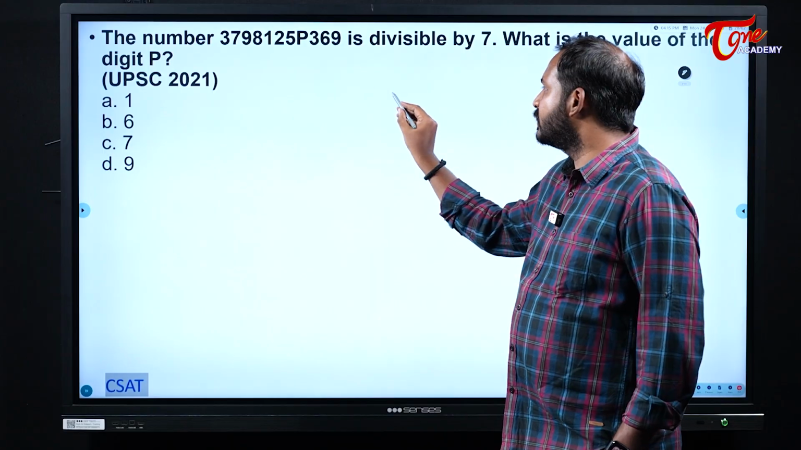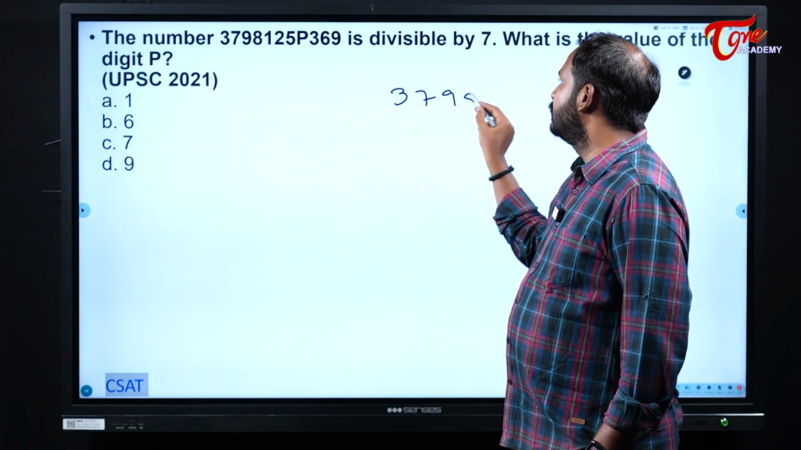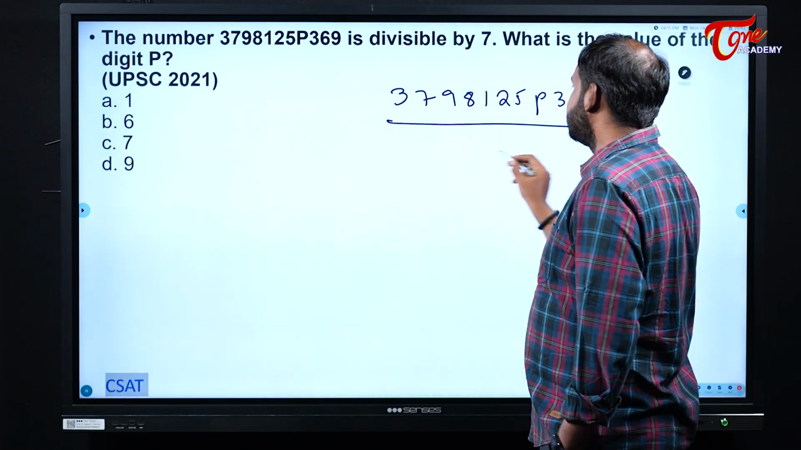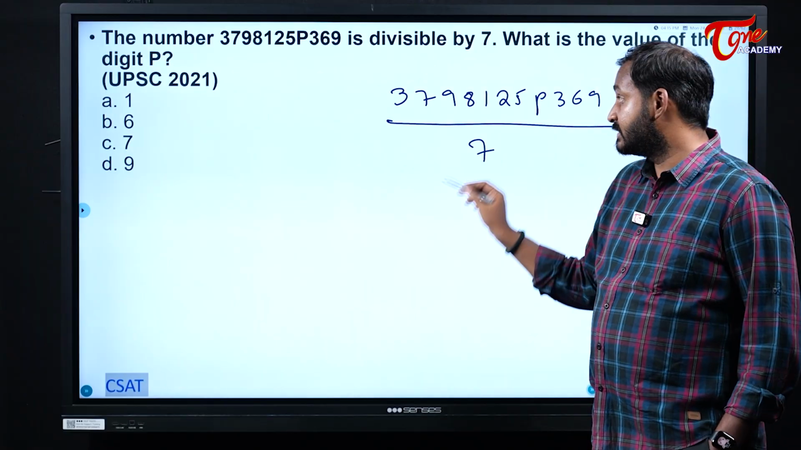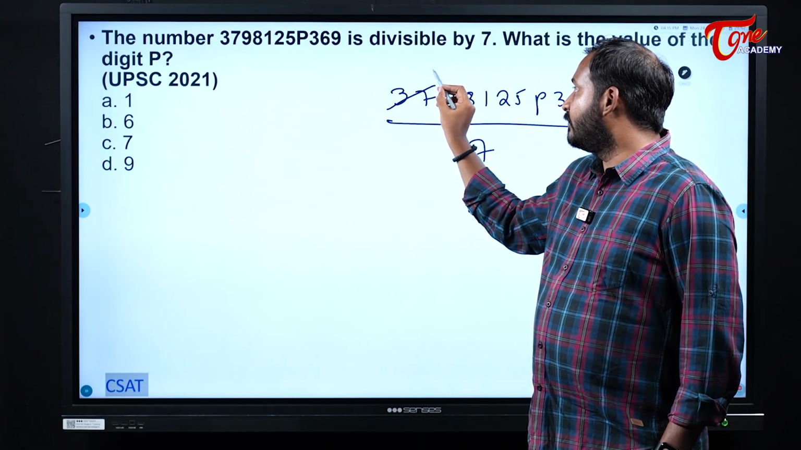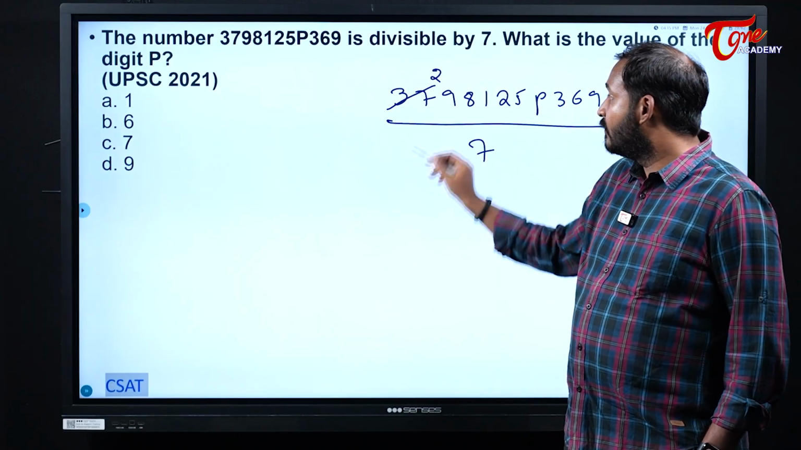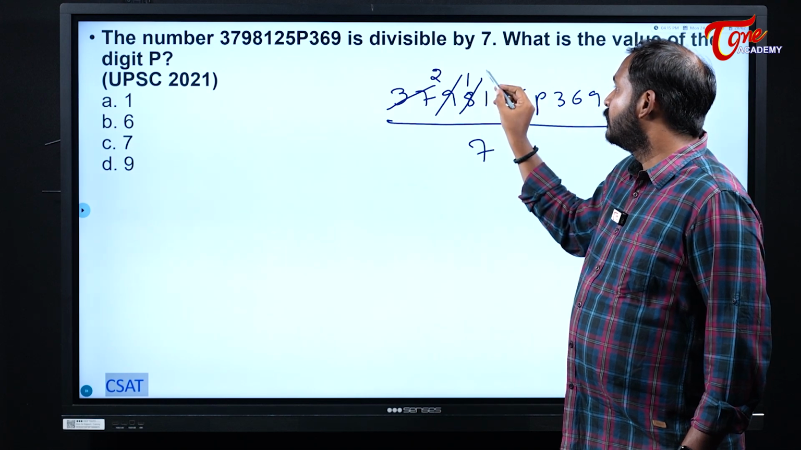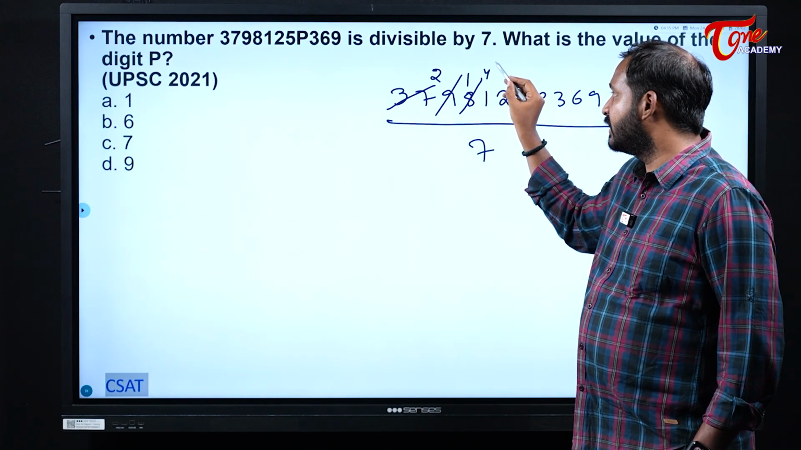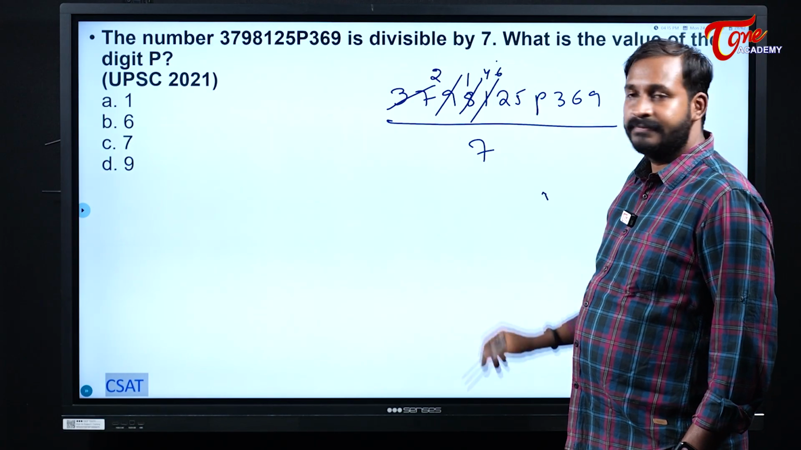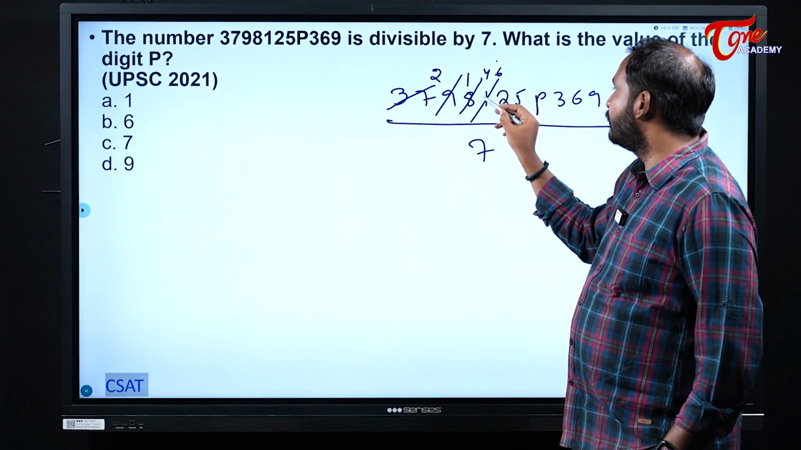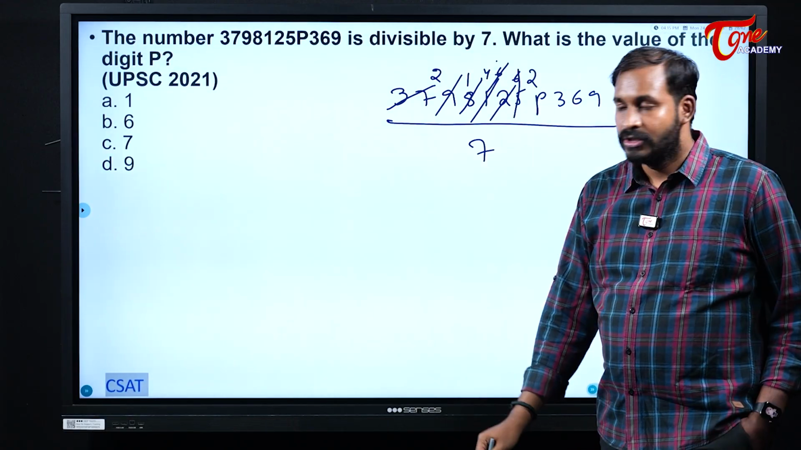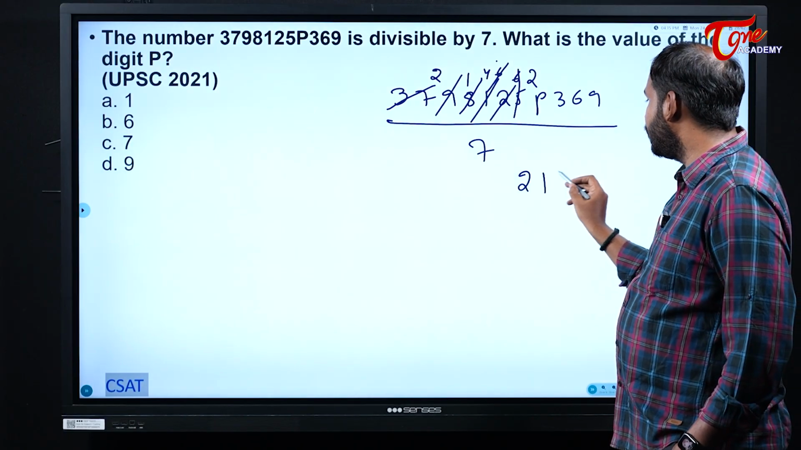To solve this type of problem, what we will do is take 3798125P369 and divide it by 7. I will try to cancel things. 7 5s are 35, I will be left with 2. 29: 7 4s are 28, I will be left with 1. 18: 7 2s are 14, I will be left with 4. 41: 7 5s are 35, I will be left with 6. Understood? 68: 7 9s are 63, and I will be left with 5... finally, I will be left with 2.